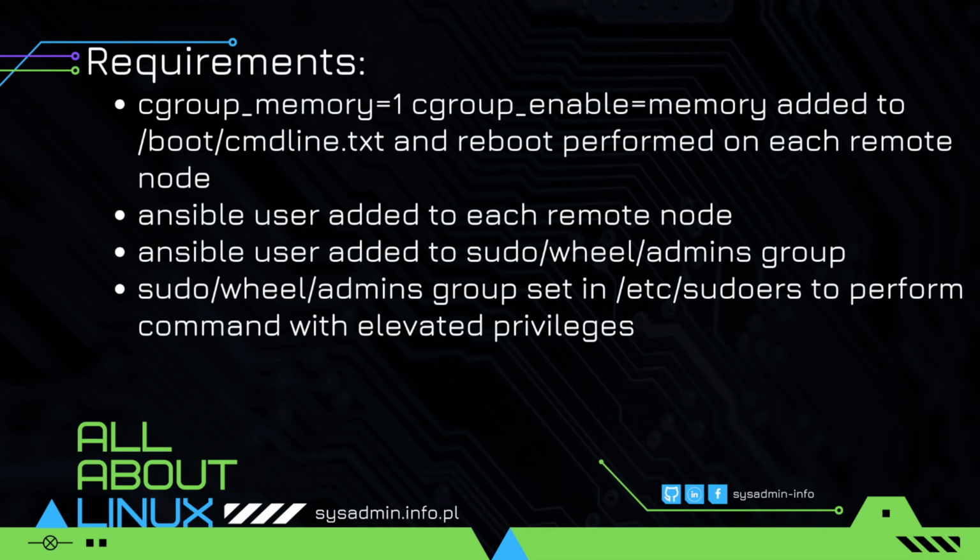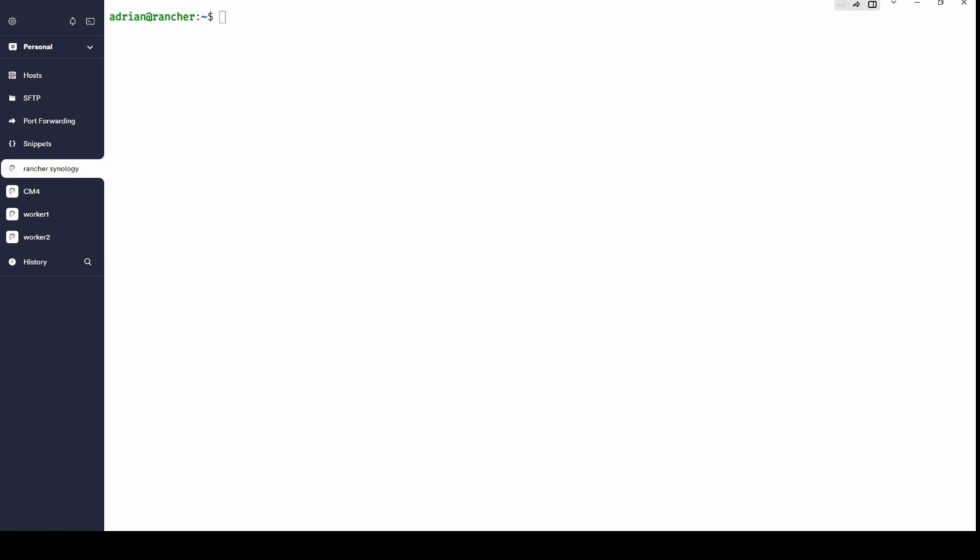commands with elevated privileges. So these three last requirements are for Ansible, and the first one is for k3s, because thanks to this it will be able to run smoothly and there will be no problem, and it is a requirement mentioned by k3s. So let's go to the CLI, and here we go.